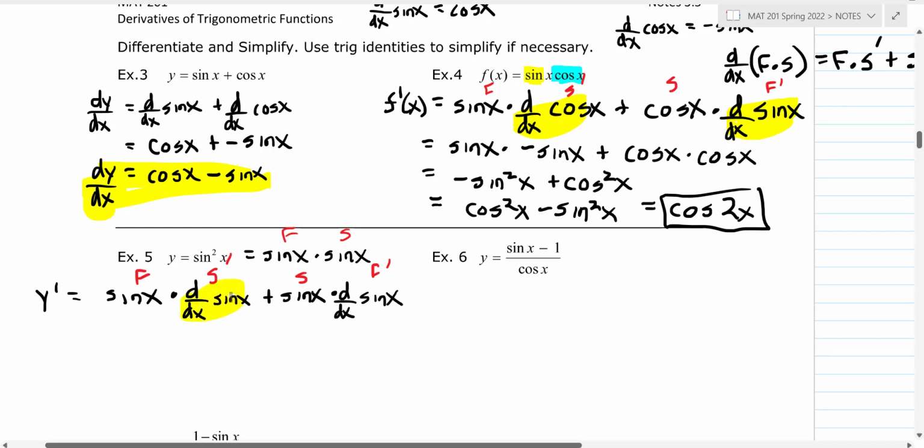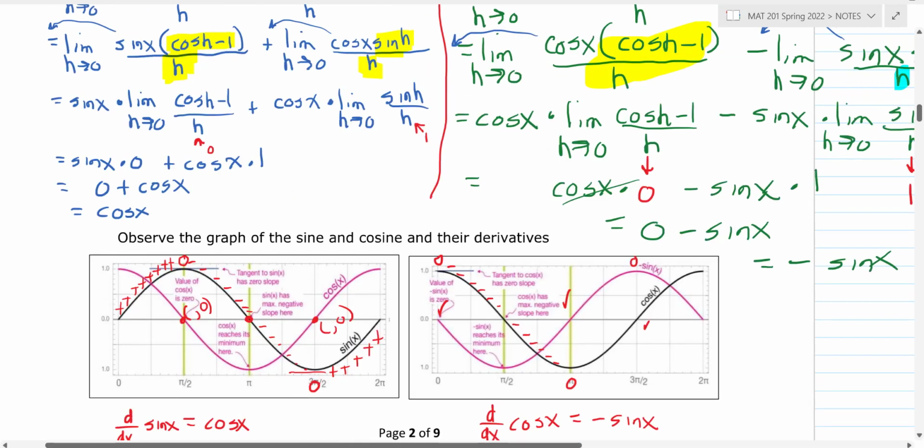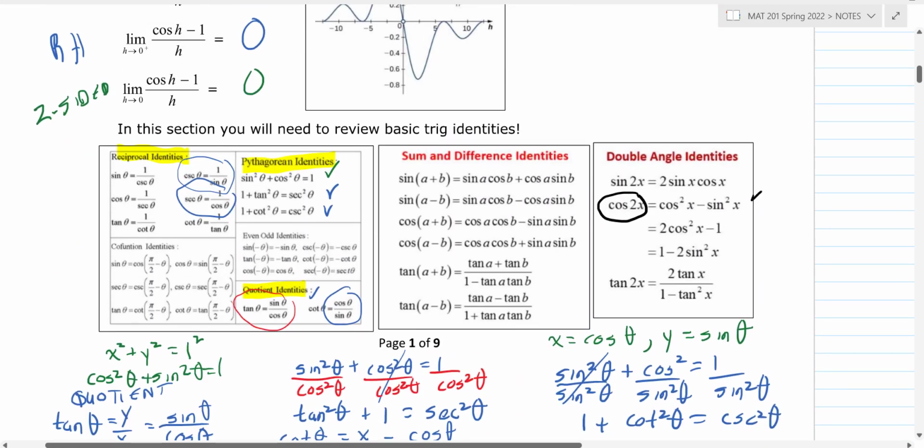And we know these two derivatives. We proved the basic rules for the derivative of sine and cosine. So we have sine x here. The derivative of a sine is a cosine x. And we get the same thing over here. We get sine x times cosine x. Well, these are like terms. So you have two of these. So we have 2 sine x cosine x. But don't stop here. Look at identities. So 2 sine x cosine x, if you know your identities, will ring a bell. Let me go back to that first page and show you where this is. Okay, so look right here.